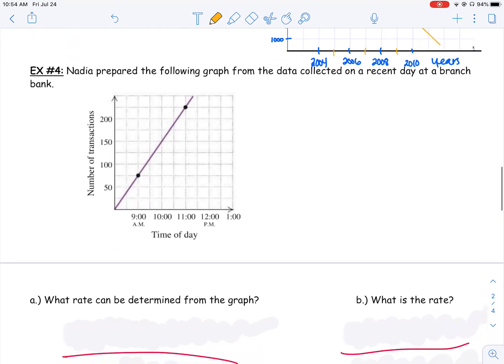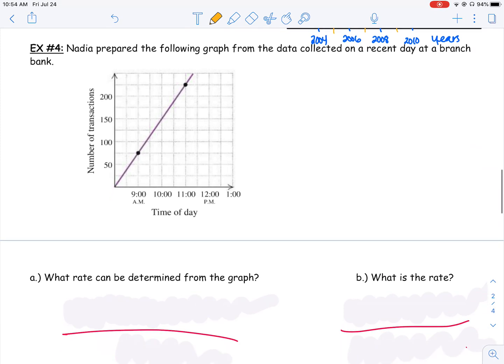Okay, what if I already gave you a line though, and I asked you to figure out what the rate was? For example, in example number 4, it says Nadia prepared the following graph from the data collected on a recent day at a branch bank. So she works at a bank and she collected some information. It looks like on the x-axis, it's the time of day. So she started at 9, 10, 11, noon, 1 o'clock. So it looks like they're going up by hours, right? So these are hours. On the y-axis, it looks like she has number of transactions. So how many transactions she took care of during the day, 50, 100, 150, 200, and so on.